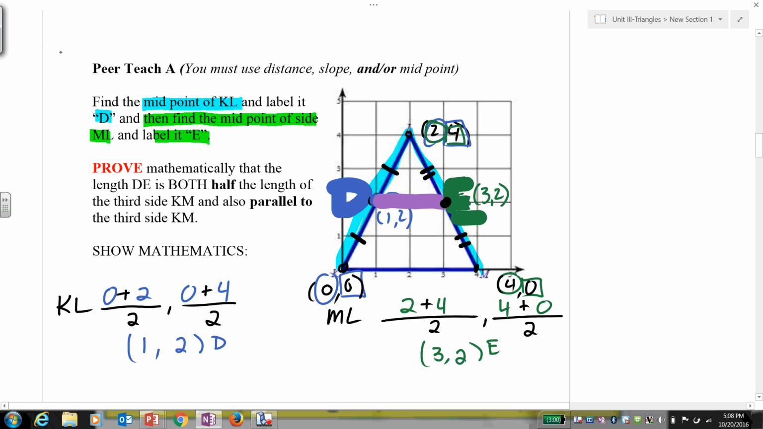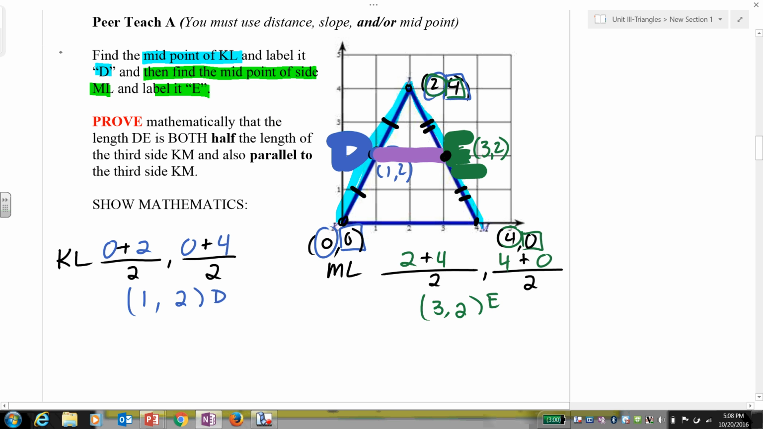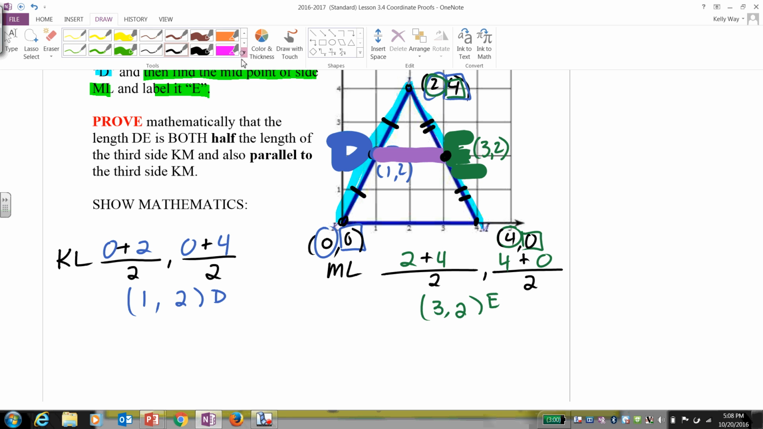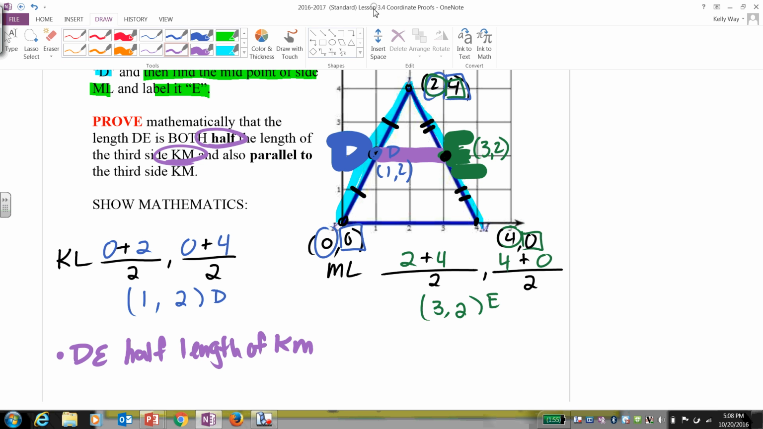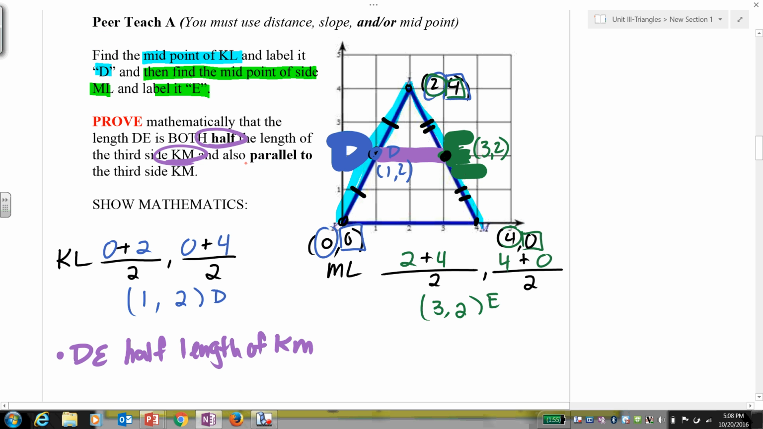So we're going to prove mathematically two qualities. We want to prove that DE is half the length of KM. So that's one quality we want to prove, that DE is half the length of KM. And the second thing we want to prove is that DE is parallel to KM. So we have two separate things, and we're going to be using midpoint, slope, or distance.